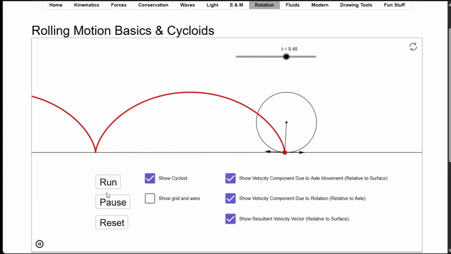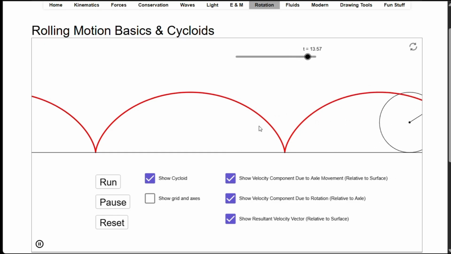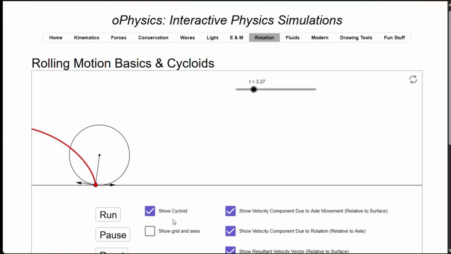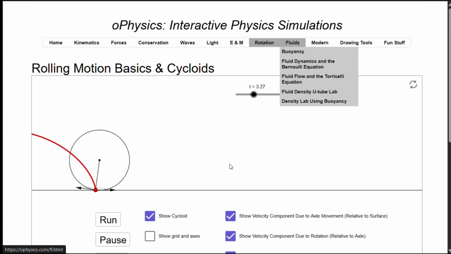And as we are able to observe one more important thing, I have paused this simulation. The point of contact, the red point, has no resultant velocity. This can happen when the translational velocity and the tangential velocity due to rotation are both equal.